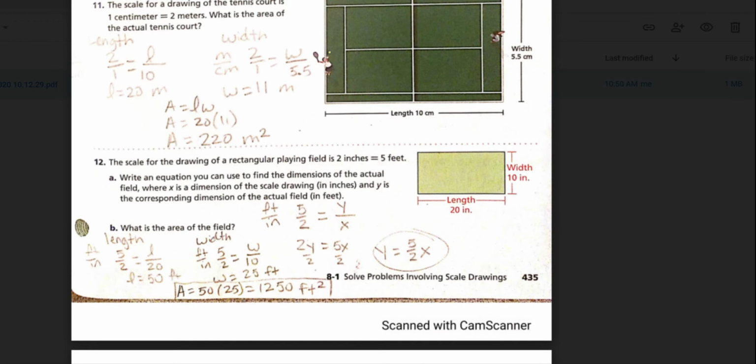Number 12, last one. The scale for the drawing of a rectangular playing field is 2 inches equals 5 feet. Write an equation you can use to find the dimensions of the actual field, where x is a dimension of the scale drawing in inches. So if you look down here, I labeled it. We have 5 feet is 2 inches. And I said, oh, x is inches, so it belongs to my denominator. And y is the corresponding dimension of the actual field.